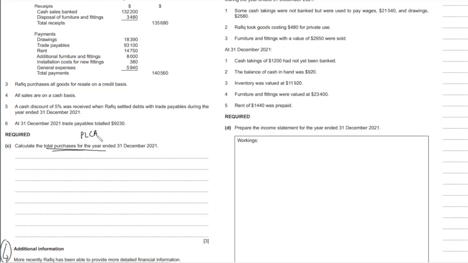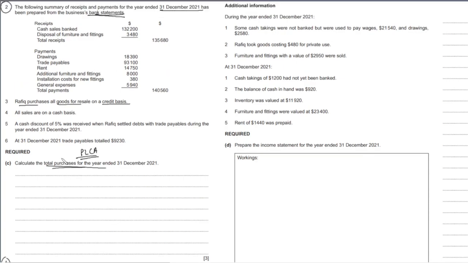I can tell, with experience, and I hope you can too, this is what we're gonna do in this one. When the purchases figure is missing, that's what we have to do. Especially when they say Rafiq purchases all goods for resale on credit basis. I don't think there's another way we have learned in our syllabus to find purchases. Well, there's one way where incomplete records are given and you may be given margin or markup, but we clearly don't have that here. Okay, only a couple of ways. Just make sure you go through the chapters again and again.